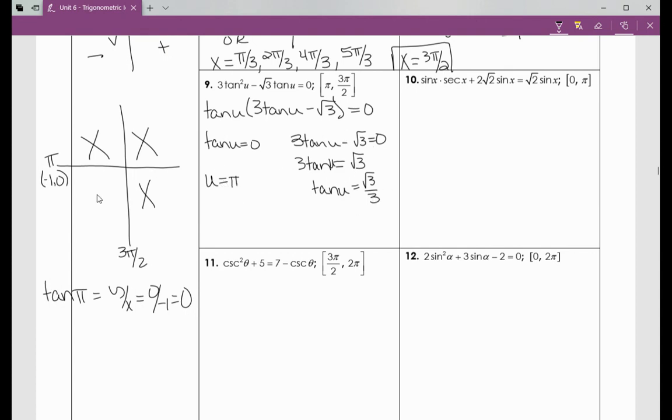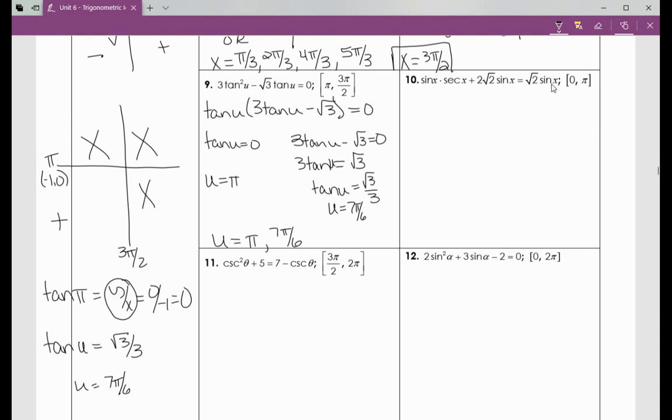And now I need to find in this quadrant, where tangent is positive, the ratio for an angle in quadrant 3 that would give me radical 3 over 3. Well, that would be angle 7 pi over 6. So my two u values: if you go to angle 7 pi over 6, you place y over x, it will simplify down to square root of 3 over 3. So my two answers in quadrant 3 with respect to this question are pi and 7 pi over 6.